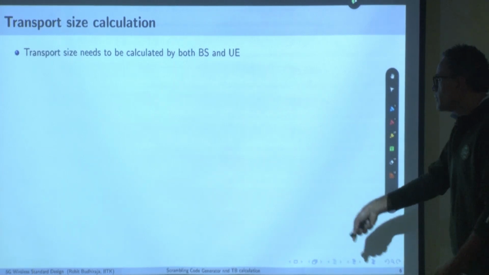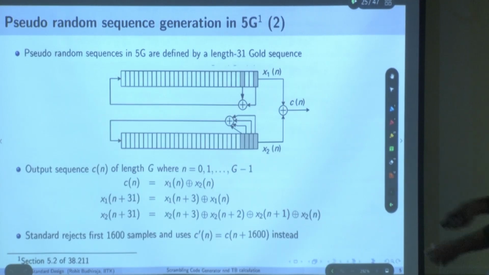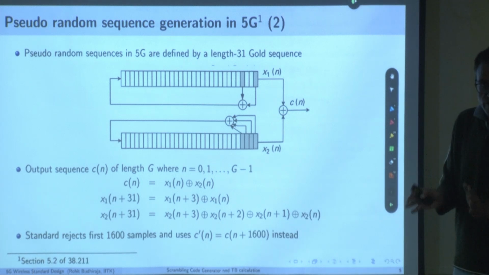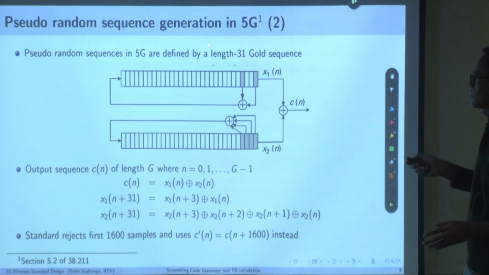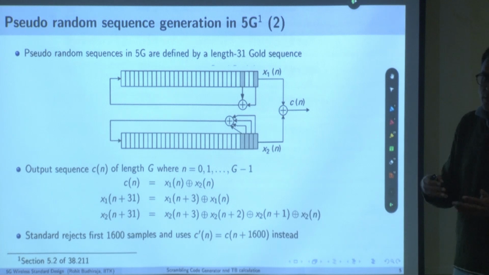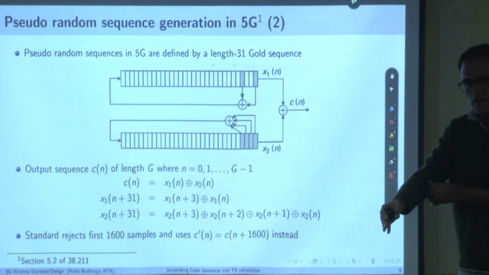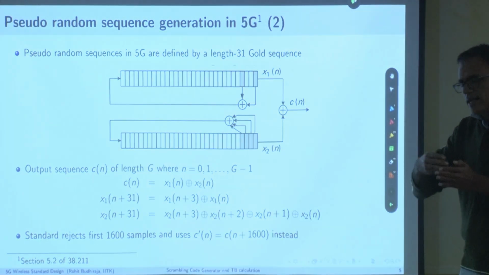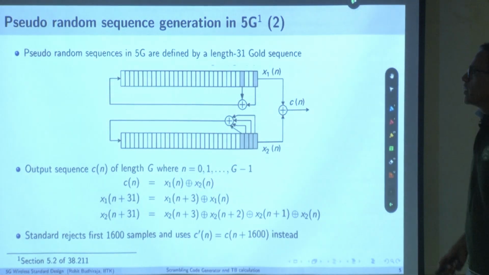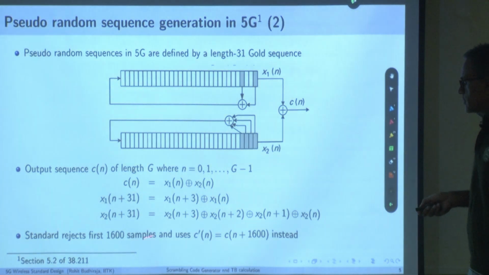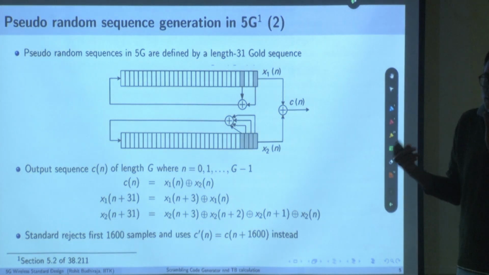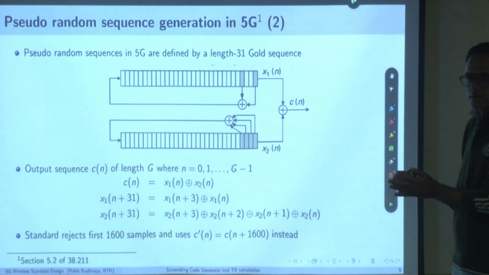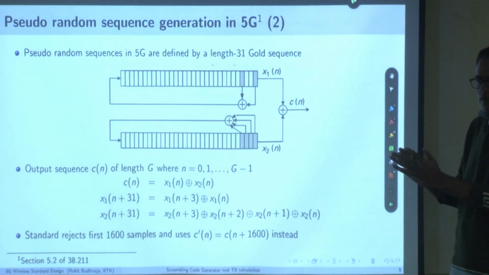So this is how we generate this C of n. This is a length 31 Gold sequence because it has excellent random properties. The sequence you get has good properties related to a random sequence. So this is how it is generated in the standard. This was one thing which I had not taught you while discussing the scrambler. So this is what was left, and we have covered it now.